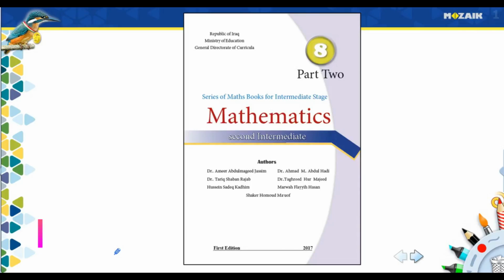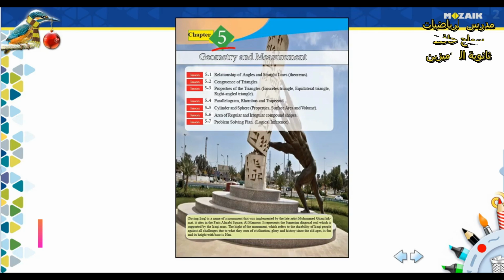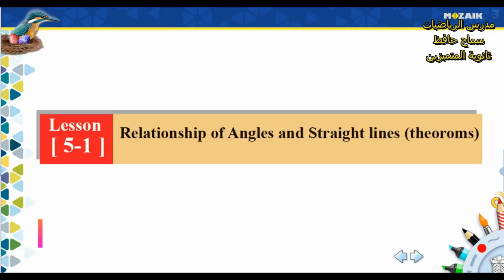Hi dear student for second intermediate. That is your book part 2 of mathematics for second intermediate. Chapter 5, Geometry and Measurement. Lesson 1: Relationship of angles and straight lines theorems.